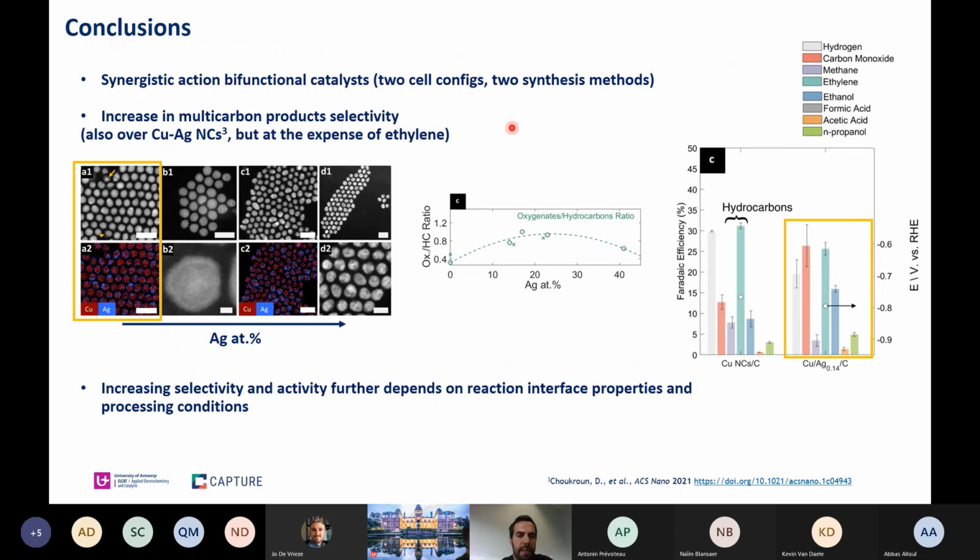And the same observation we had in a second case study where we looked at copper-silver nanocrystals, where silver is in fact the CO evolving functionality and the copper is the multi-carbon forming functionality. But in that case, we saw also an increase in oxygenates to hydrocarbons ratio, so the amount of ethanol, acetate, and 1-propanol versus methane and ethylene. But there it came at the expense of ethylene formation. And the reason there being that during reaction, those particles reconstruct and form copper-silver domains, which catalyze the pathway towards ethanol more selectively and disrupt, in fact, the pathway towards ethylene.